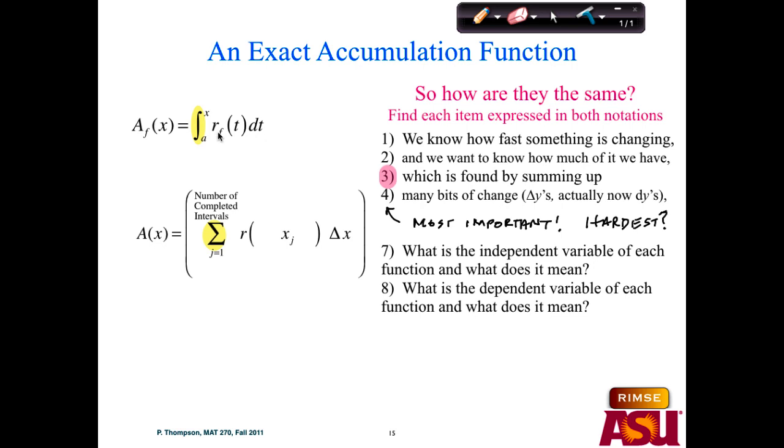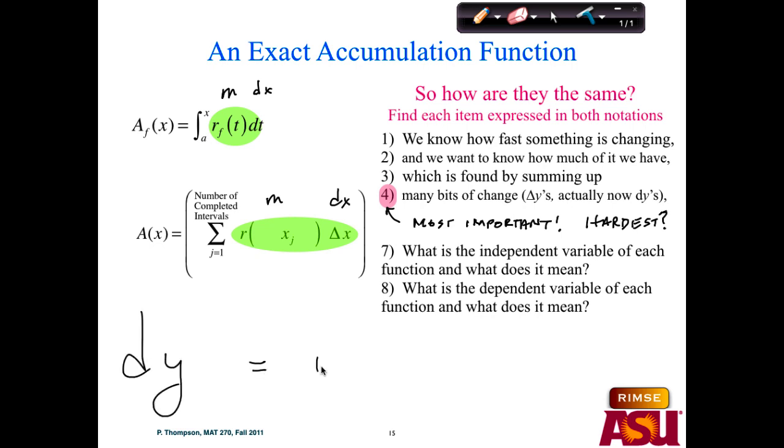Because that would be rate times a little change. And rate times a little change gives change in our quantity that we're measuring. That's it. This is what we've been hammering, the heart of the whole matter, m dx. dy, a change in our quantity, equals the rate times a little change in the independent variable.